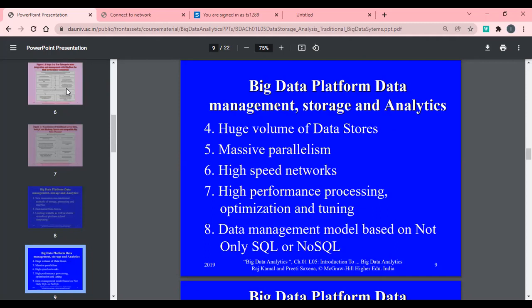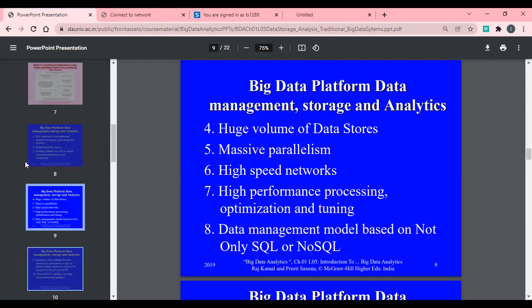The next one is big data platform management, storage and analytics. We are going to store a huge volume of data. Massive parallelism, high-speed networks, high-performance processing, optimization and tuning methodologies are used. The data management model is based on not only SQL, or NoSQL. So data management models are also used for big data analytics.